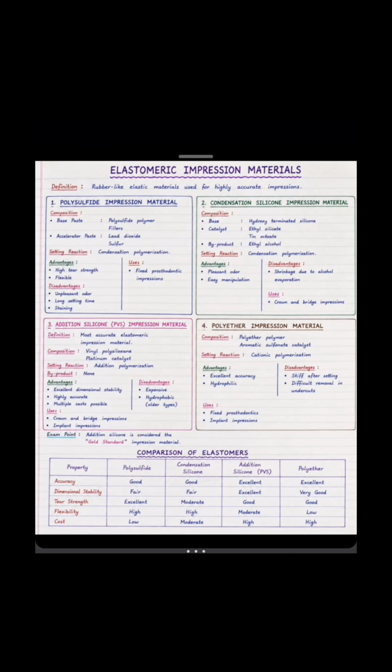Okay. So the exam point is addition silicone is considered the gold standard impression material. It is the most important point for NEET MDS. Okay, so mark it. To make sure you ace any exam question comparing these elastomers, memorize this comparison table. It is the most important table. Okay, and that wraps up our complete guide to impression materials.